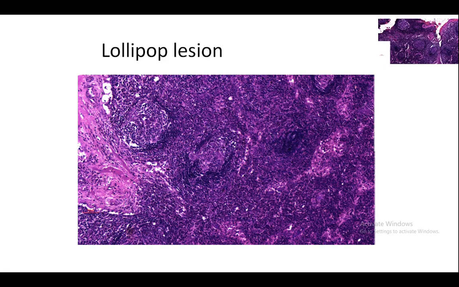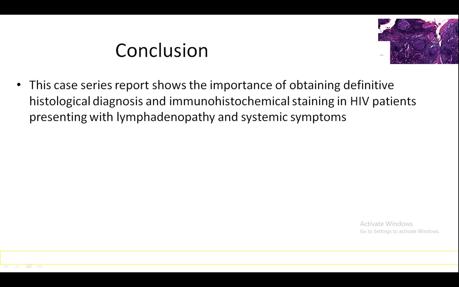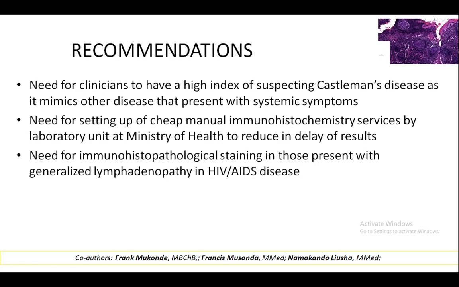So in conclusion, this case series report shows the importance of obtaining a definitive histological diagnosis and immunohistochemical staining in HIV patients presenting with generalized lymphadenopathy and systemic symptoms. This is so because we've seen that it can mimic any disease, and it's important that a definitive histological and immunohistochemical diagnosis is obtained. From this, the recommendation is that there's need for clinicians to have a high index of suspicion for Castleman's disease, as it mimics other diseases that present with systemic symptoms, as we saw fever, chills, and weight loss.